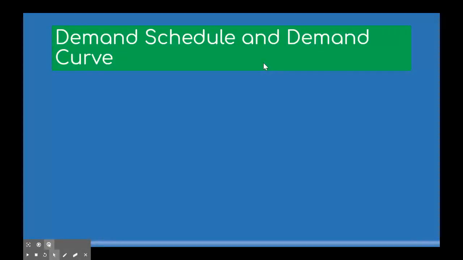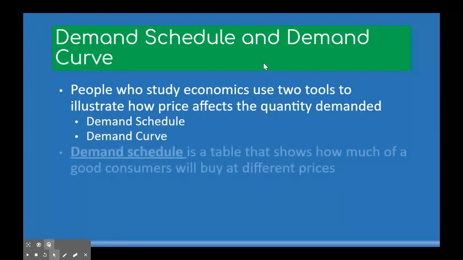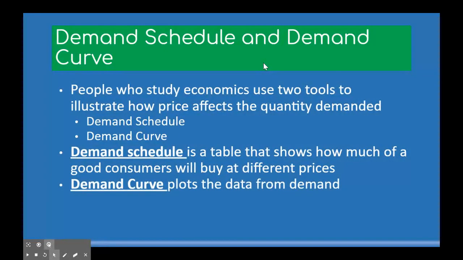Just like we did with supply, we also have demand schedules and demand curves. People who study economics use two tools to illustrate how price affects the quantity demanded. And those two tools are demand schedules and demand curves. The demand schedule is a table or a chart that shows how much of a good consumers will buy at different prices. A demand curve will plot the data from the demand schedule on a graph. And let's look at what both of those look like.